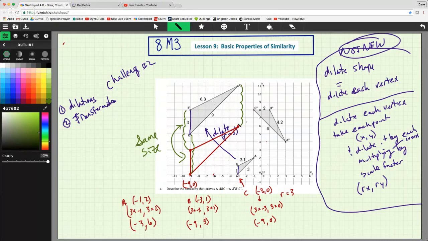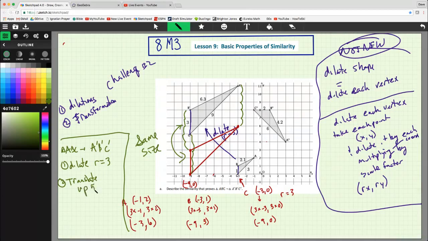So let's just sum up what we did. To get from triangle ABC to triangle A prime, B prime, C prime, we had to 1, dilate with an R equals 3, and then 2, translate up 5 units. And so we have proved that triangle ABC is similar to triangle A prime, B prime, C prime.